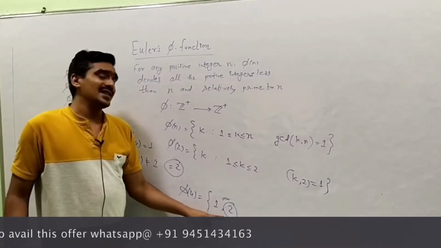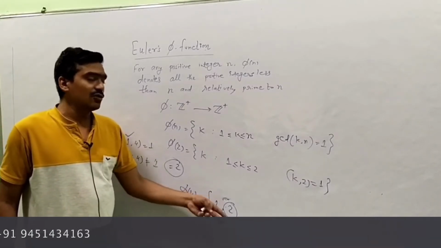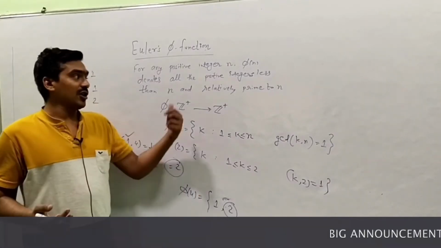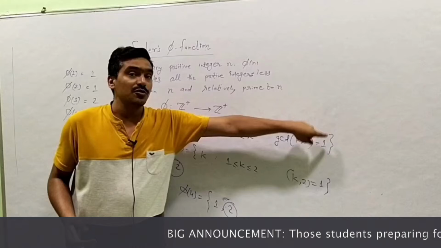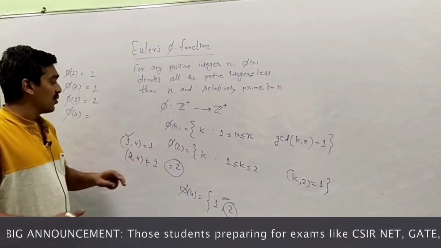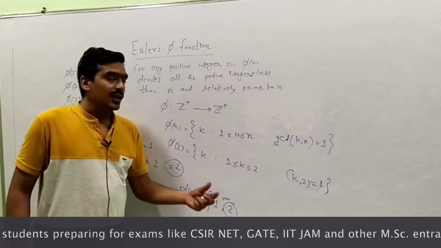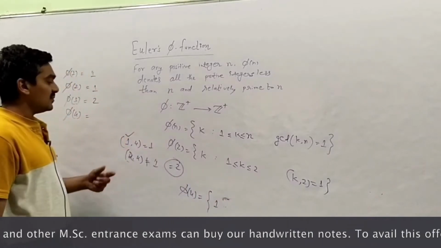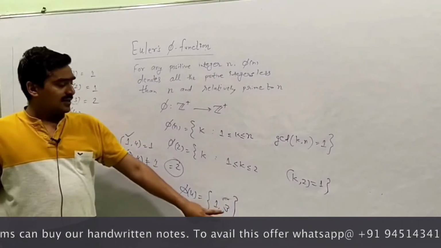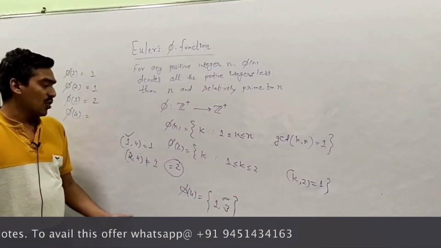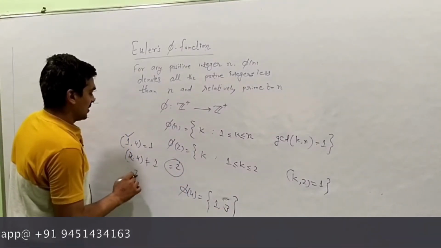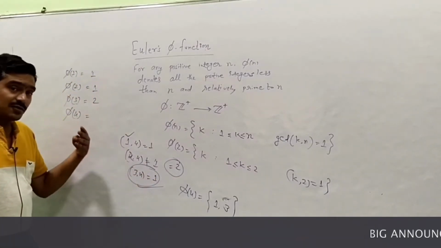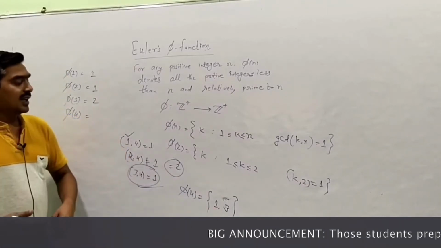Can 2 be included here or not? No, because GCD of 2 and 4 is not 1. According to the definition, GCD of k and n should be 1. So GCD of 2 and 4 is not 1, therefore 2 cannot be included in this set, so we remove it. Can 3 be put in this set or not? Because GCD of 3 and 4 should be 1. GCD of 3 and 4 is 1, so 3 can be put in this set.